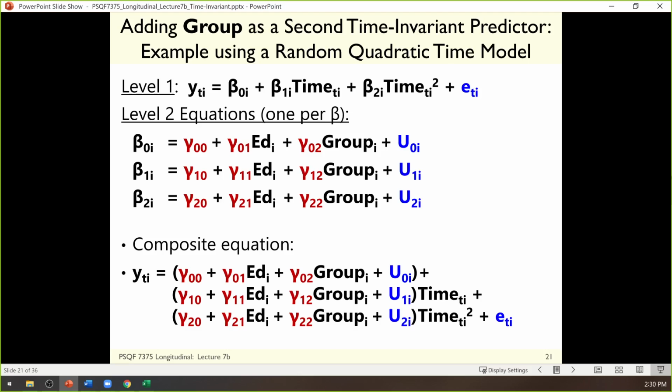So which gammas, here's a quiz for you, reflect the main effects of education and group? Like if you wrote the model in R or SAS, if you wrote education by itself and you wrote group by itself, where are those in here?